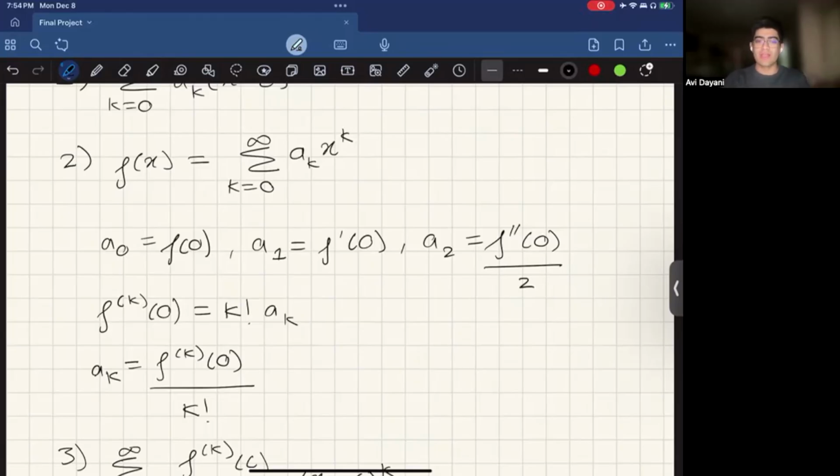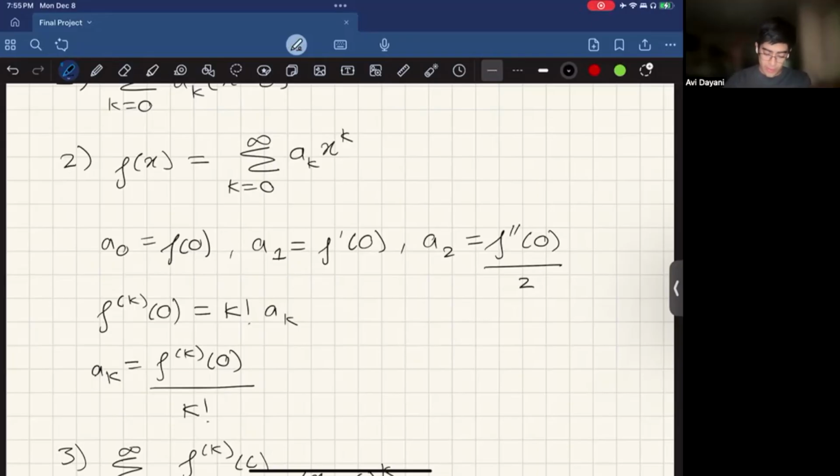We keep repeating this idea until we eventually land on the general notion that the kth derivative at 0 always satisfies the rule that I have written out over here: k factorial multiplied by the coefficient. So that then gives us the value for the coefficient, which I've written out over here. This is to say that the coefficients are completely determined by the derivatives of f at the center.